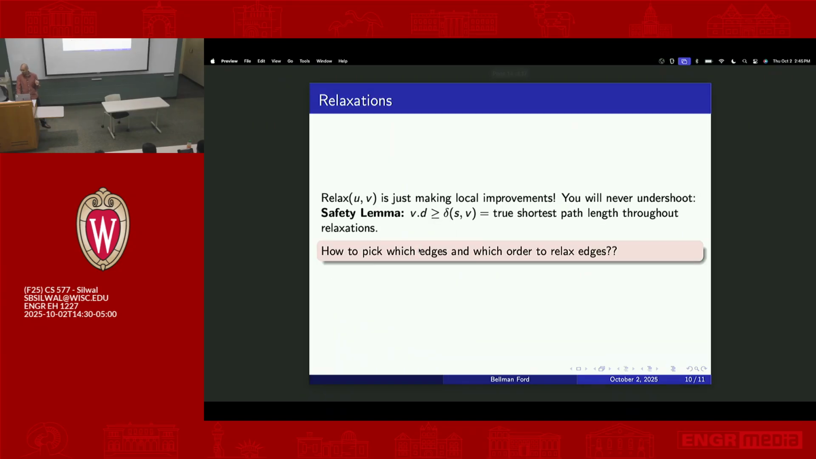Right, so I told you there's a way to do this local improvement that improves my estimates over time. The question is, which edges do I pick to make this local improvement on, and in what order do I pick the edges? That's not so clear. I just told you that if I give you an edge, there's a way to improve it, but how do I pick which edges to improve? Which order do I look at the edges in?